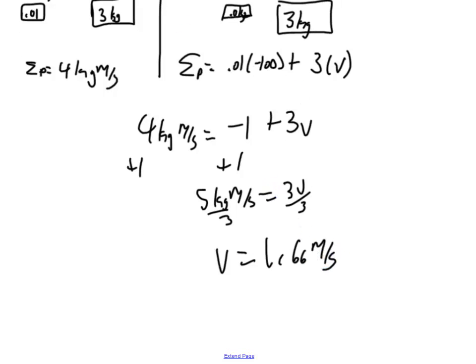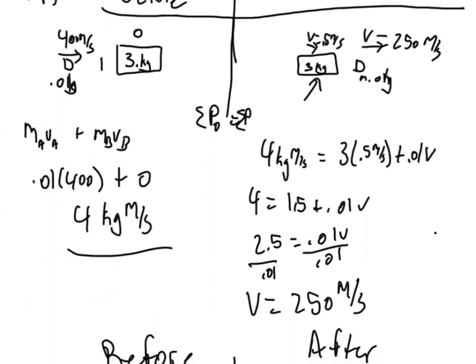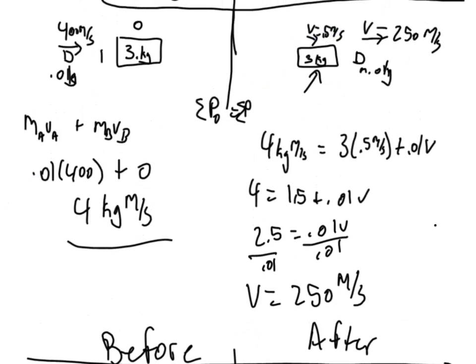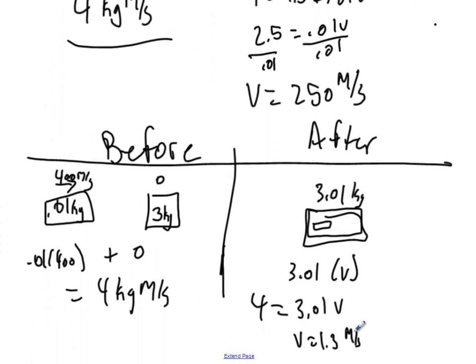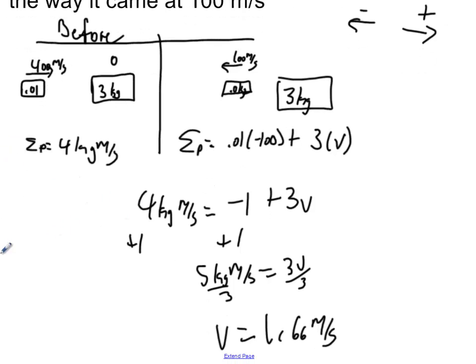You'll notice that's faster than it's been in either of the other two cases. In the first case, where the bullet emerged from the block, it moved at half a meter per second afterwards. When the bullet got stuck in the block, it moved at 1.3 meters per second. But when the bullet bounces off the block, it moves at 1.66 meters per second. And that's because the bullet underwent a greater change in momentum than any other time. So that means more momentum had to be transferred to this block. However much the bullet's momentum changed, that's how much the block's momentum increased. Okay? So the law of conservation of momentum does allow us to solve some pretty tricky problems without a whole bunch of effort.